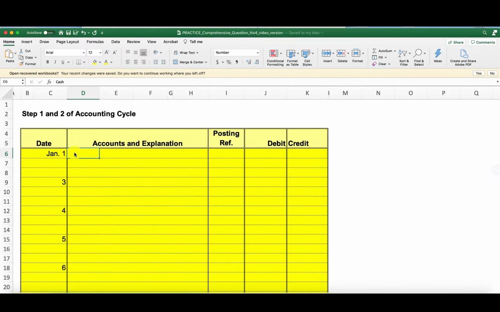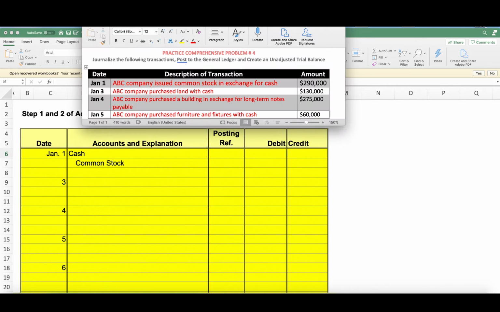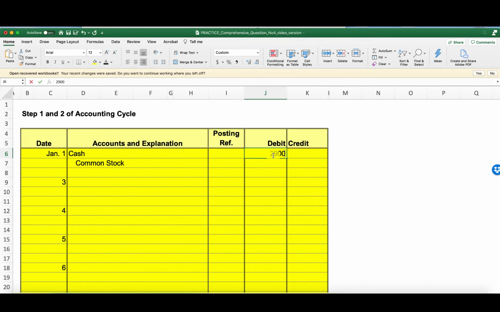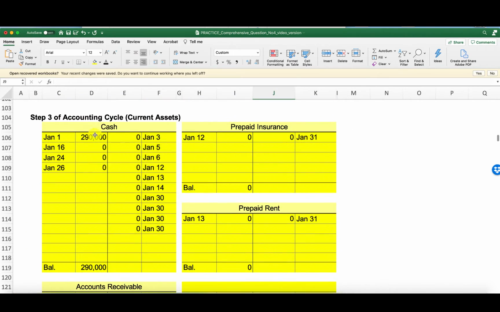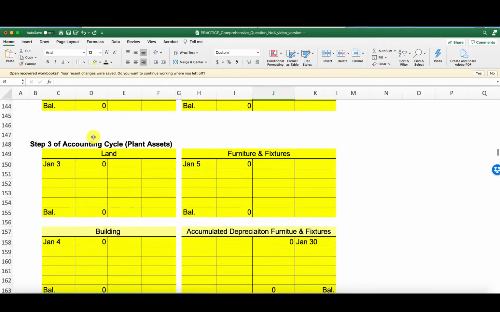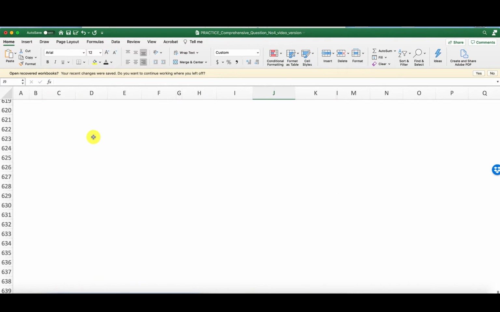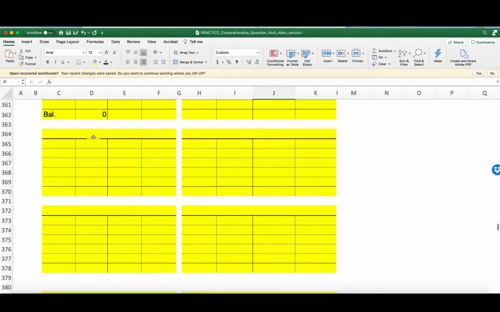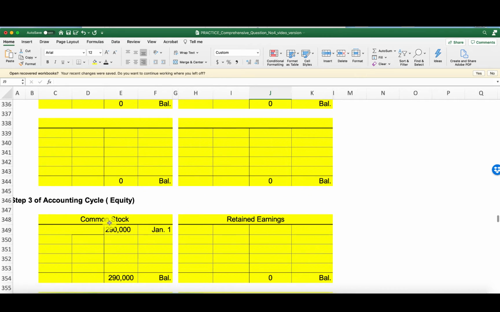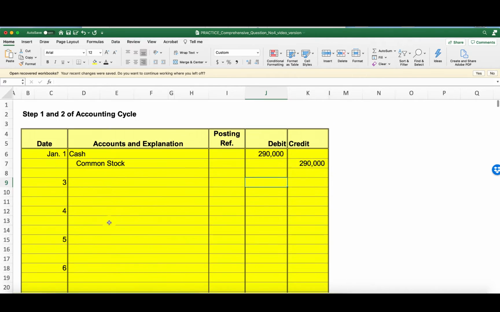Okay. So I'm going to go ahead and put my journal entry in here. And it was $290,000 for both. So 290 for the first one. Okay. 290 for the second one. All right. I've put that in. Now if I go to my T accounts, you will see the first one, 290. And then when I go to common stock, which I have to scroll down to find because it's in the equity section, you will see 290 here for common stock. All right. And that's what we have to do for each one.